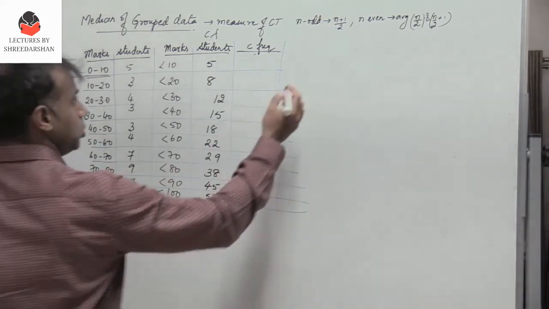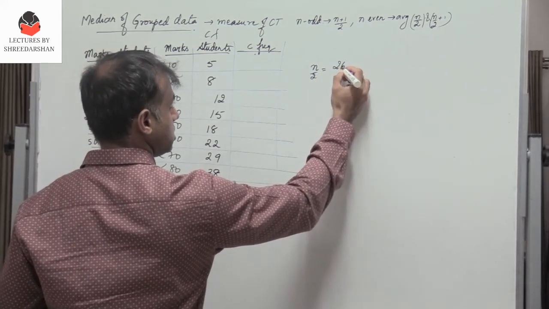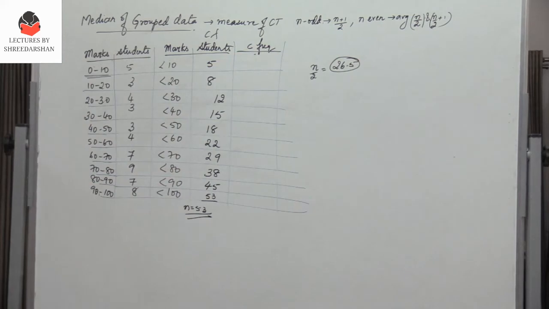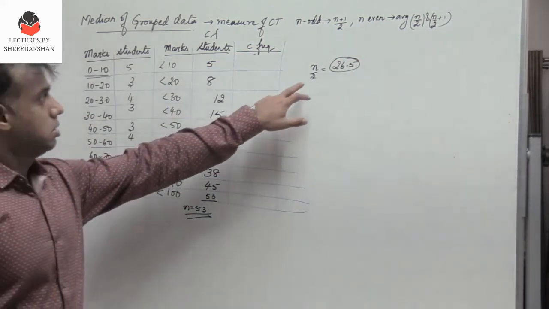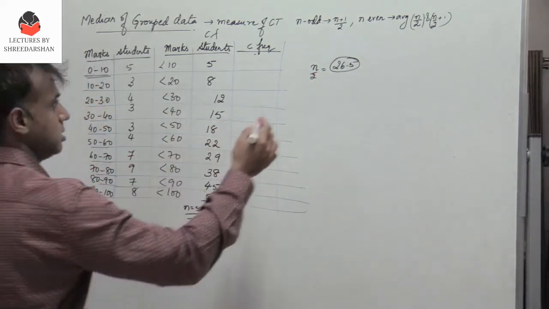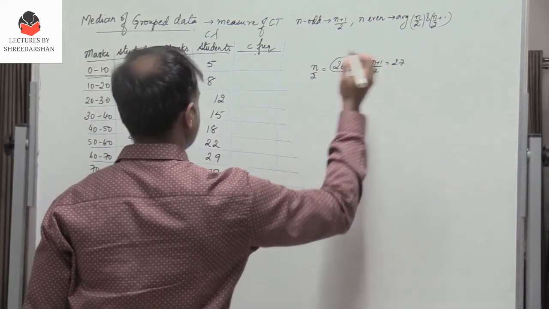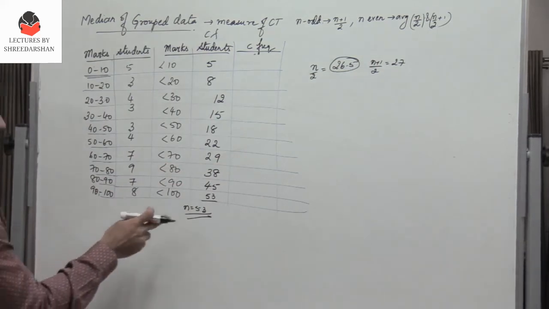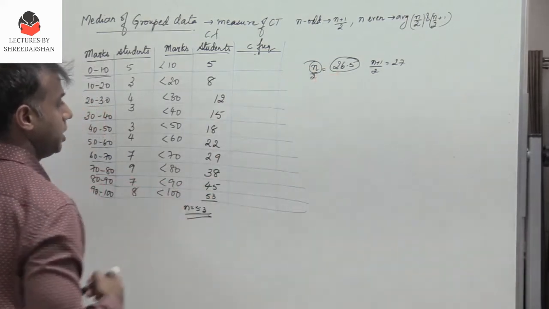So the median value, n by 2 is 26.5. Right? So this is an odd number here. So basically I need to find n plus 1 by 2, which gives me a value of 27. Right? So there are 53 students, so n plus 1 by 2, since n is odd, would give me 27.